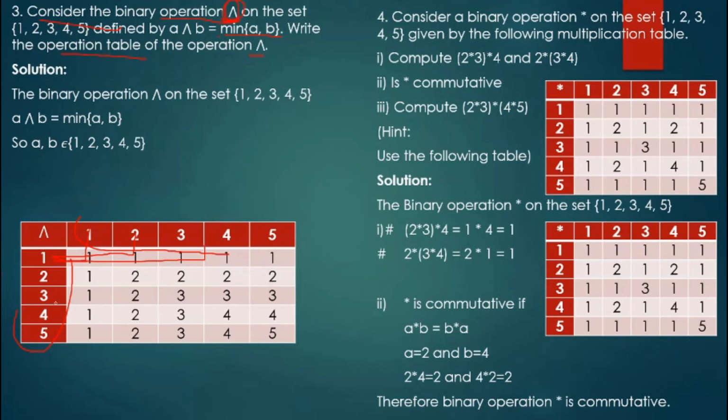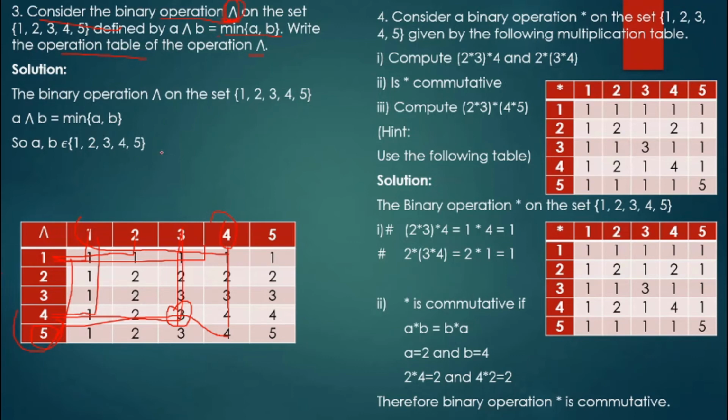So likewise when we continue, we will just go random. 4 and 1 we have 1. Then 4 and 3 we have 3. See here 3 we have. Okay, and over here 5 and 4 we will check. This is a 5 and here we have 4. So what is the minimum value? When it crosses, the minimum value is 4. Okay, so here we complete our binary operation table for question number 3.